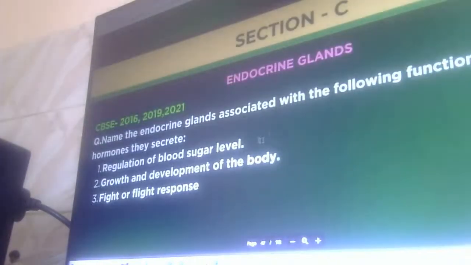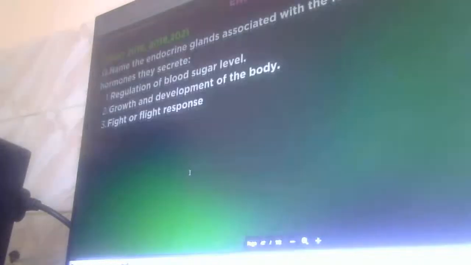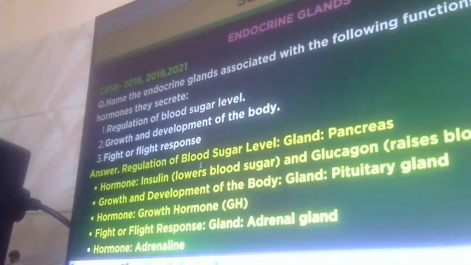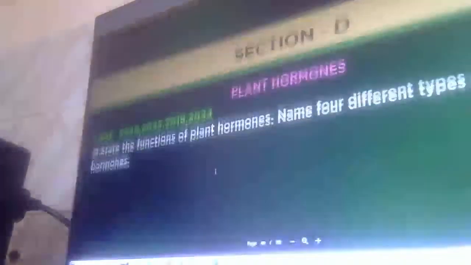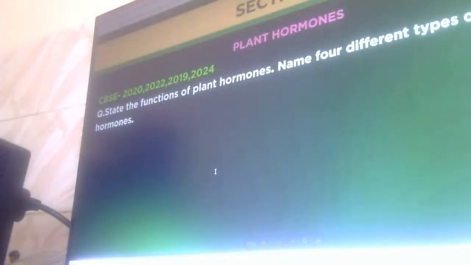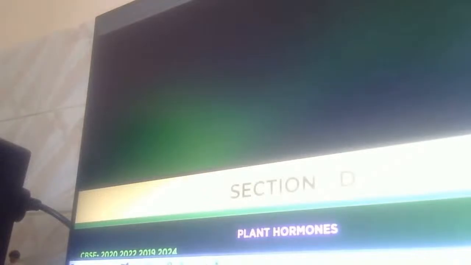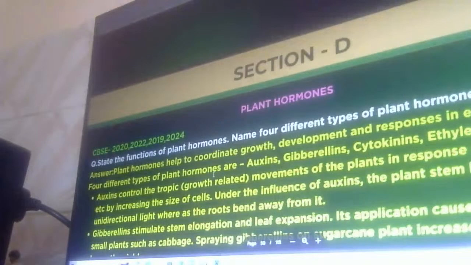Pituitary gland is the master gland. Endocrine glands. Blood sugar is insulin. Insulin is from the pancreas. Development of the body is the pituitary gland, and fight or flight is the adrenal glands. Pancreas hormone is insulin. Pituitary gland is growth hormone. Fight or flight is adrenal gland, adrenaline. Correct. Plant hormones: cytokinins, gibberellins, auxin, and abscisic acid.